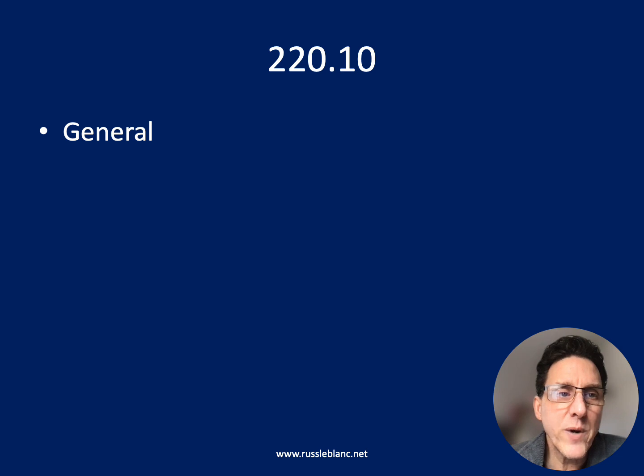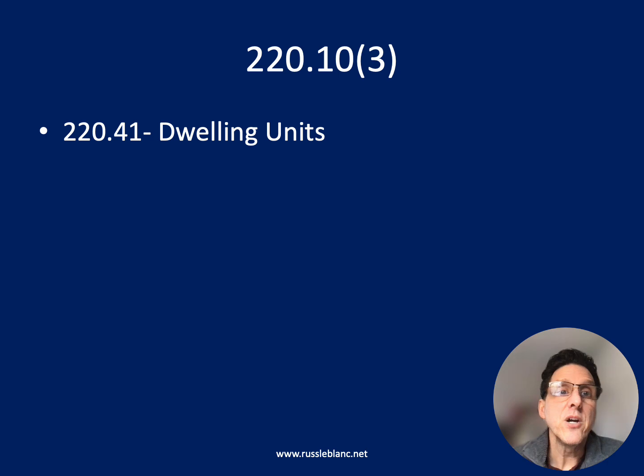Okay, we want to look at 220.10. It says branch circuit load shall be calculated in accordance with the following sections. There are 5 sections there. I'm not looking at all of them. We're only going to look at number 3.